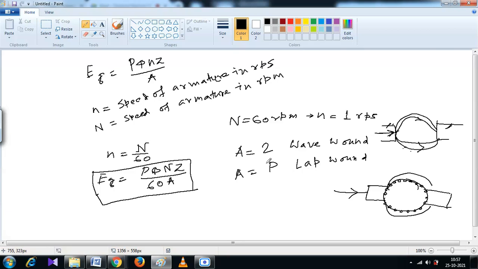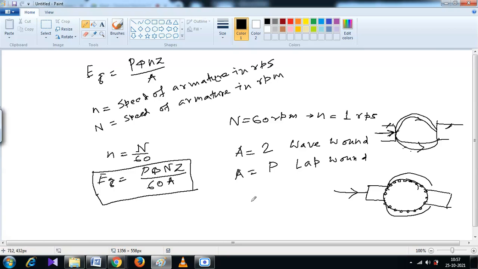Ayush, which machine is called lap? The number of parallel paths is equal to the number of poles. Yes, good. Suppose I have a lap type machine. That means the number of parallel paths in that machine is the number of poles.